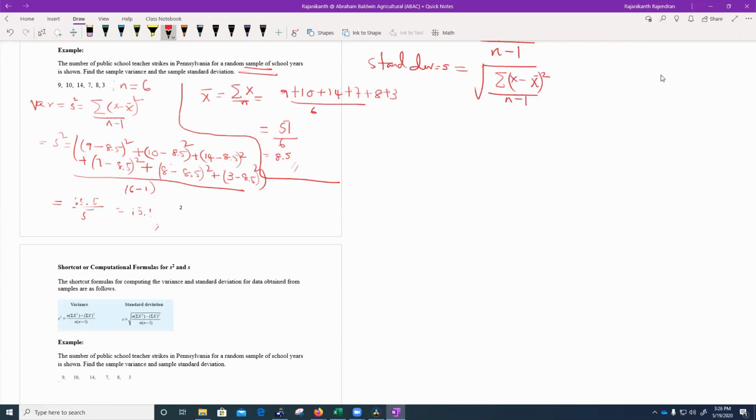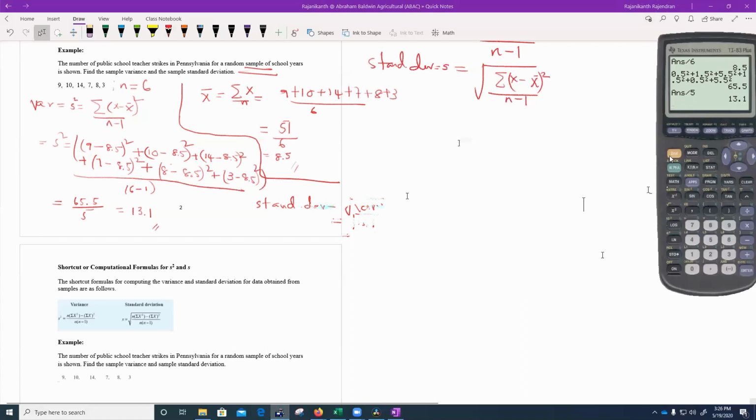Once you have the variance answer, finding the standard deviation is always easy. The standard deviation is simply the square root of your variance answer. My variance answer I got 13.1. So find the square root of 13.1. Okay, so what is that? Let me find that out. The square root of 13.1.